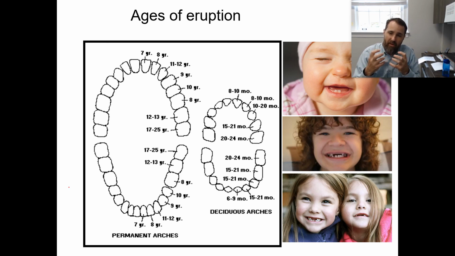And the teeth sort of work their way in from front to back, getting those deciduous molars last. And then they're replaced by the adult teeth in much of the same way. The permanent teeth come in, starting at the front, and then working their way back.